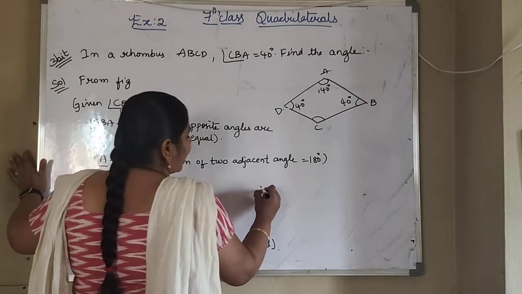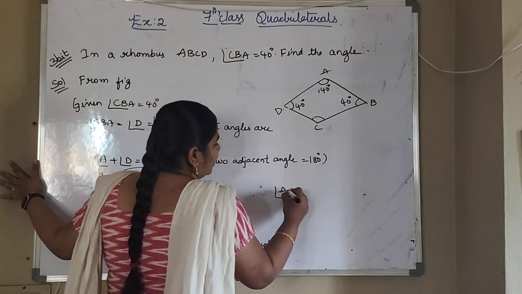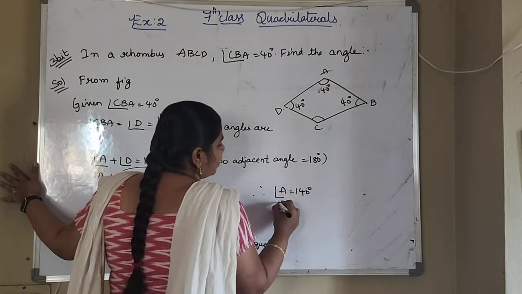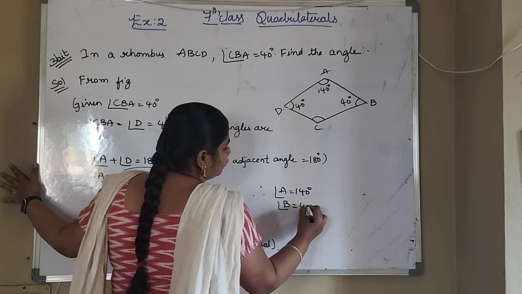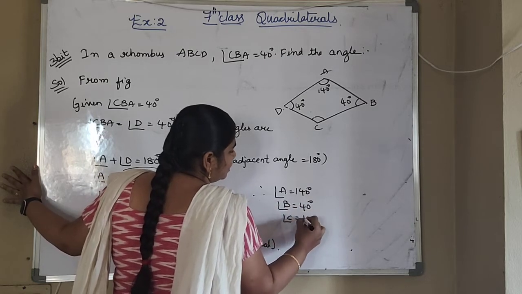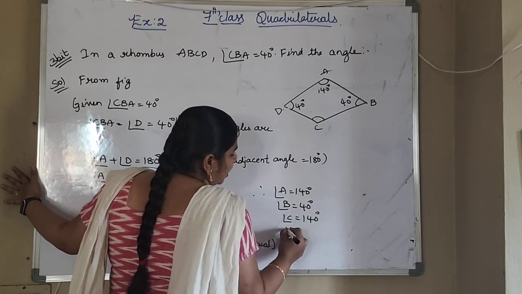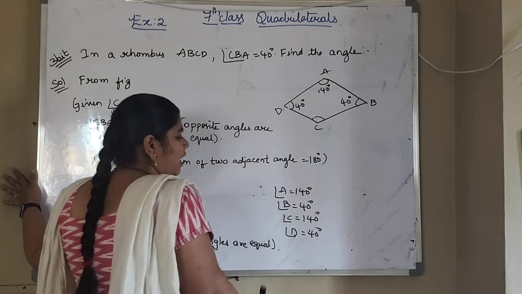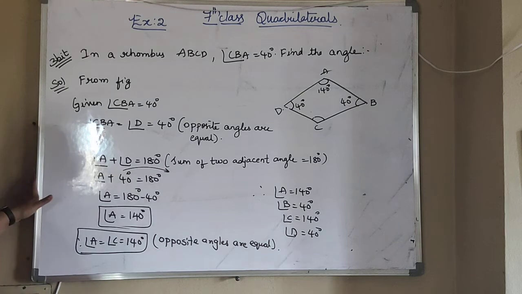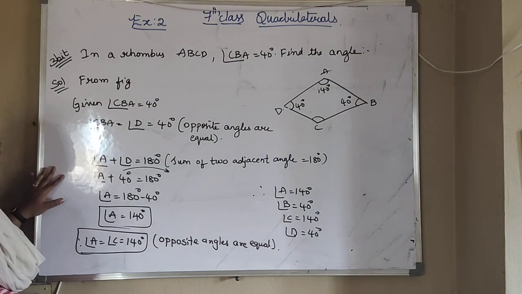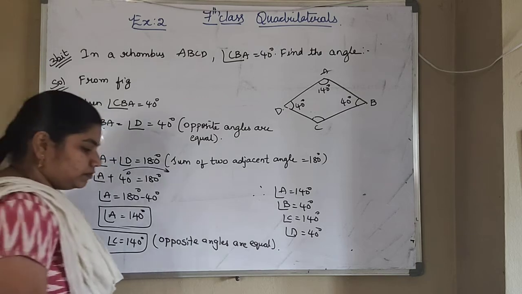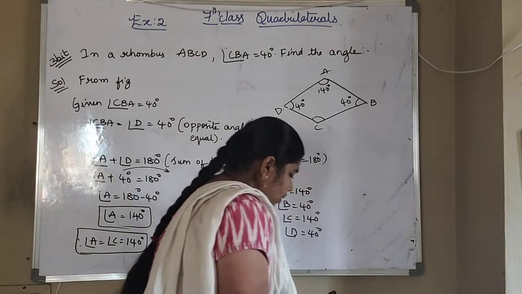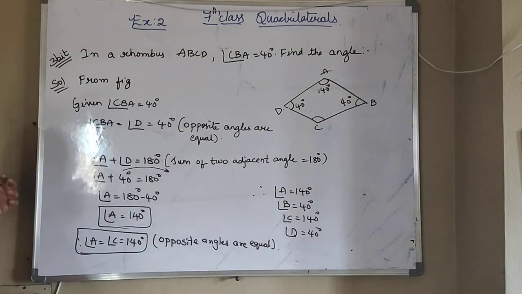Therefore, what are the four angles you got now? Angle A is equal to 140. Angle B is equal to 40. Angle C is equal to 140. And angle D is equal to 40. So if you add all these angles, that will be equal to 360 degrees. Okay, so this is our third solution. Next, the fourth one we will see.